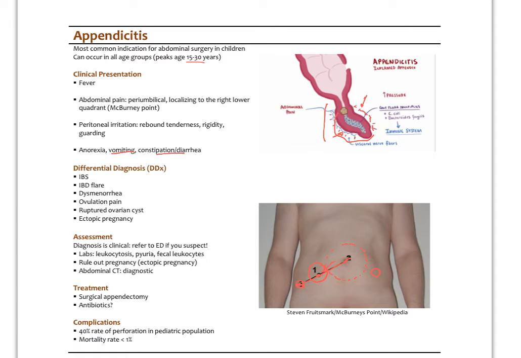The differential diagnosis can be IBS, a flare of IBD, dysmenorrhea for the menstrual cycle, ovulation pain, that would be mid-cycle pain, ruptured ovarian cyst, or ectopic pregnancy. So this is where an ultrasound and some blood tests can be very helpful. That's why getting into an emergency department can be helpful.